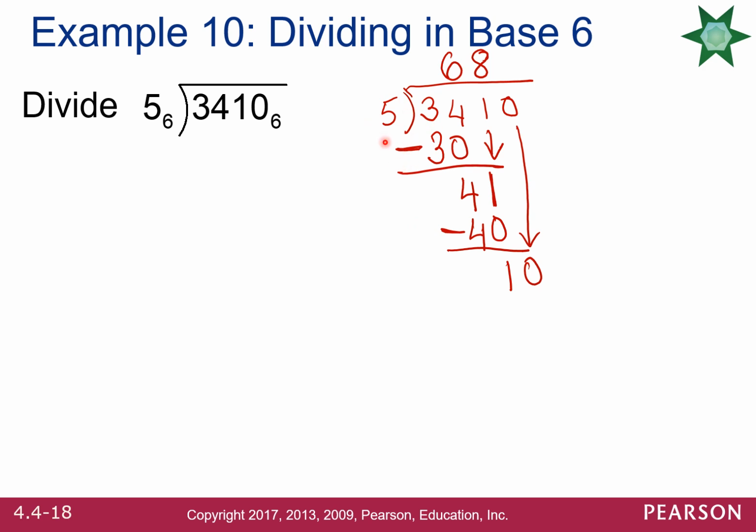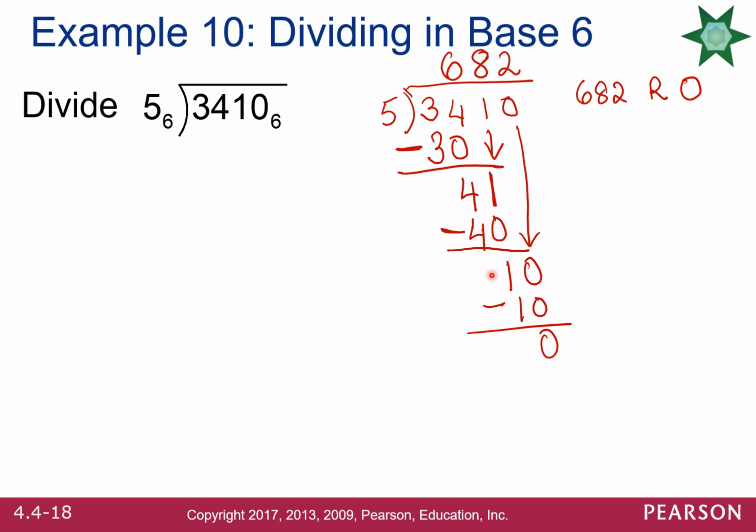What should we multiply 5 with to get a 10? 5 times 2 is 10. So we write the 2 on top. 10 minus 10 is 0, and our final answer is 682, which is the quotient, and the remainder is 0. So this is how we would work a decimal division.